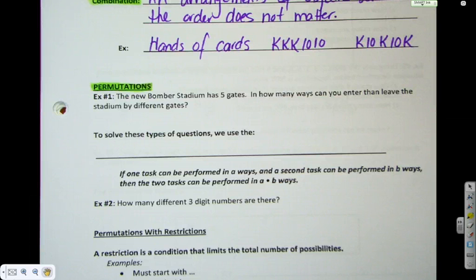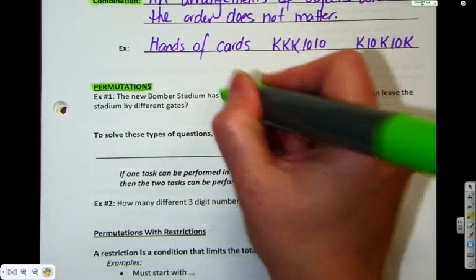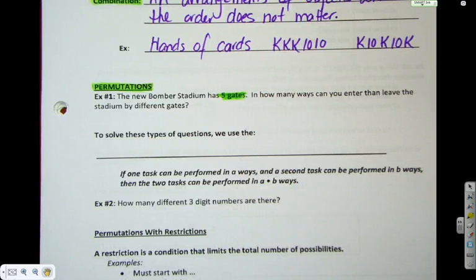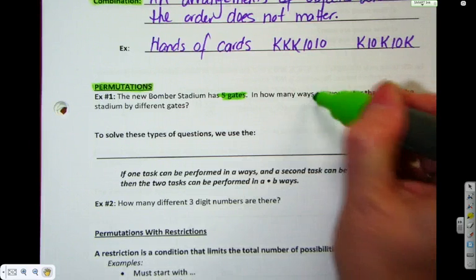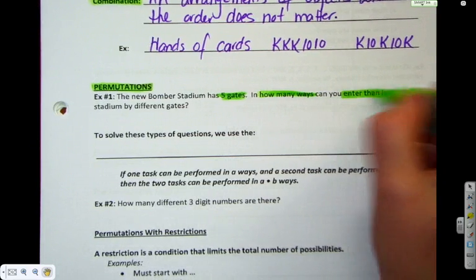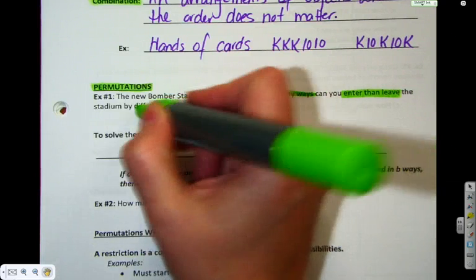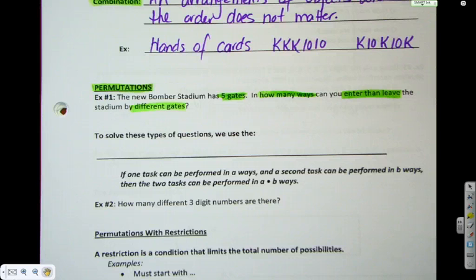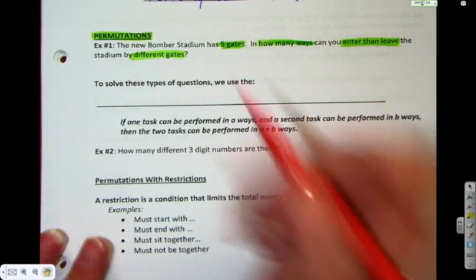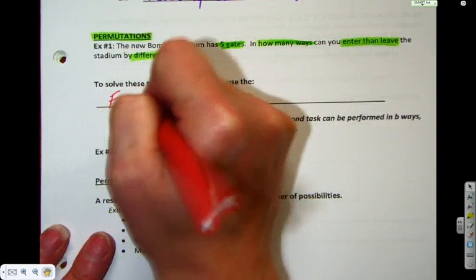Now we read to understand. What is important? Do we really care it's the Bomber Stadium? No. Do we care it's a stadium? No. What do we care about in the first sentence? 5 gates is all we care about. I don't really care, in essence, what kind of building this is. What do we care about in the second part? Well, what's the question piece? Enter, then leave. Different gates. Okay. Really good idea on the exam to read it to read, calm yourself down, then read to pick out the key information. To answer these kinds of questions, we use this sounds so important, fundamental counting principle.